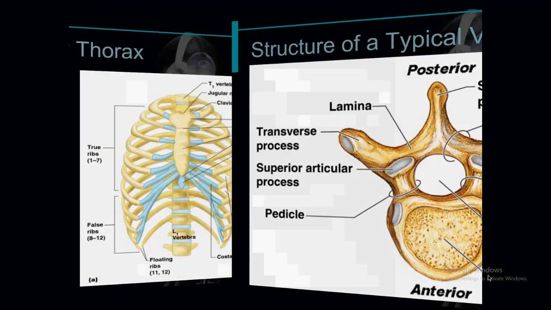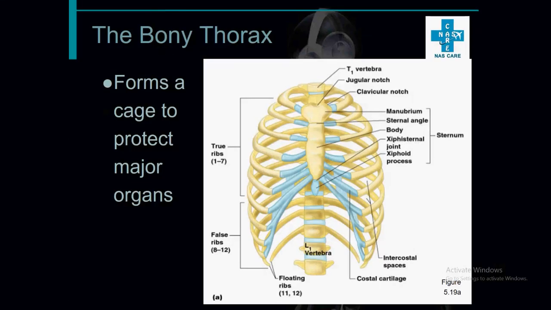The bony thorax forms a cage to protect major and important organs, such as the heart and the lungs. And you see here T1 vertebra, jugular notch, clavicular notch, manubrium, sternal angle, body, the sternal joint, xiphoid process. These are all parts of the sternum. True ribs are 7, false ribs from 8 to 12, and floating ribs, they are free, 11 and 12.